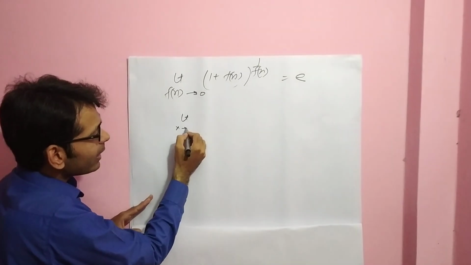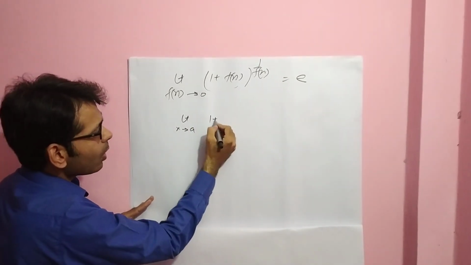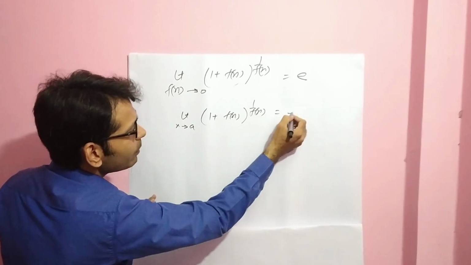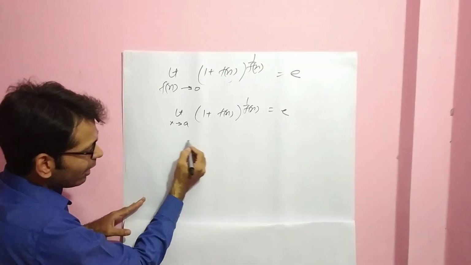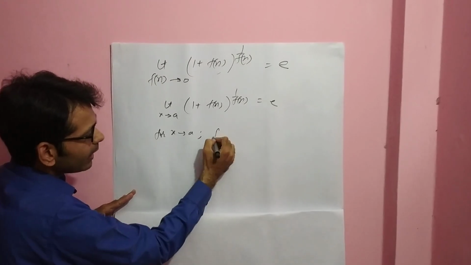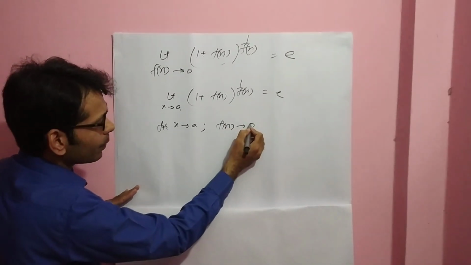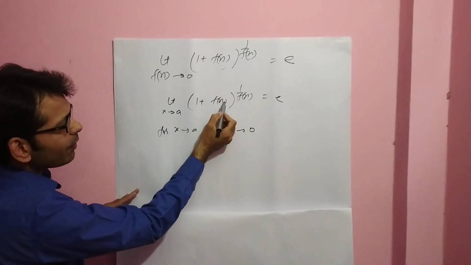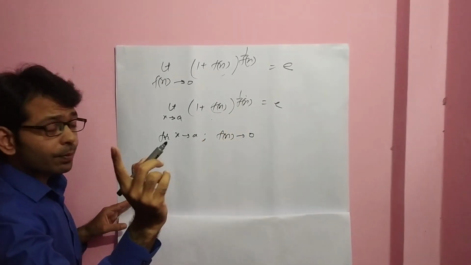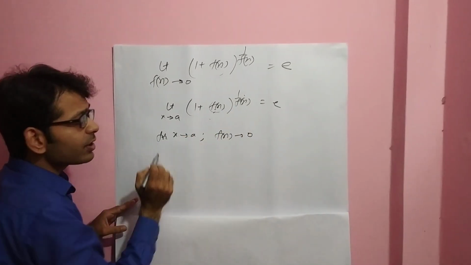Limit x tending to a, say any number a, (1 plus f(x)) to the power 1 by f(x). This again would be e because here we have been given that for x tending to a, f(x) is tending to 0, right? So again this is 0 and this is infinity. 1 to the power infinity, answer would be e, provided these two factors are just the same.